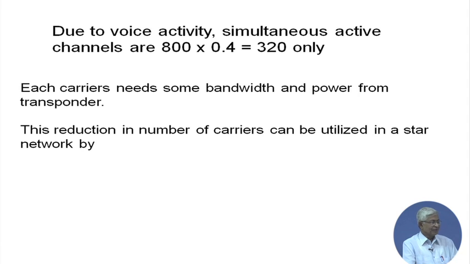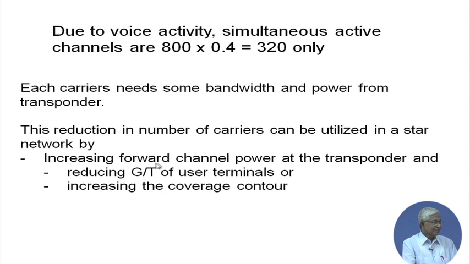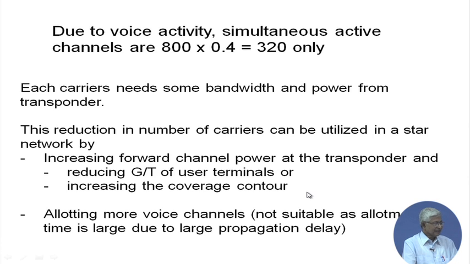Let us look at the power. It can be utilized in a network by increasing the forward channel power at the transponder, reducing the G by T of the user terminal, or increasing the coverage contour. Various ways it can be interpreted, or allotting more voice channels.